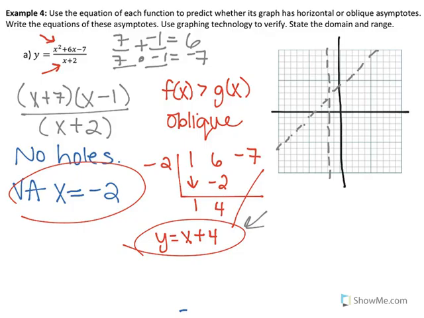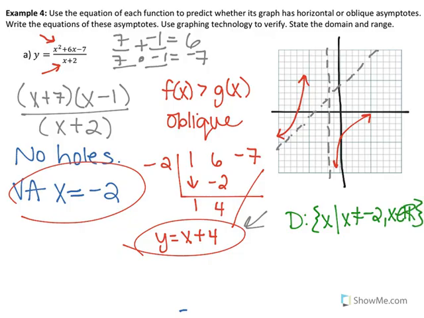Okay, type this into Desmos. What you should see from Desmos is it looks like this. And it looks like this. So there's your graph. Let's do our domain and range. So our domain, we know that it cannot equal -2. And our range is going to be everything.